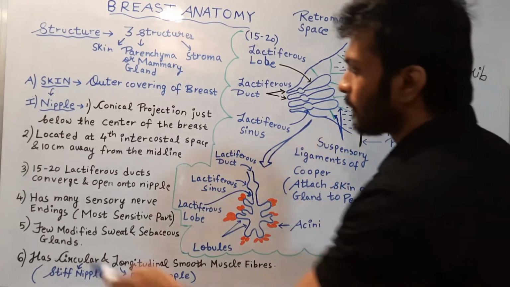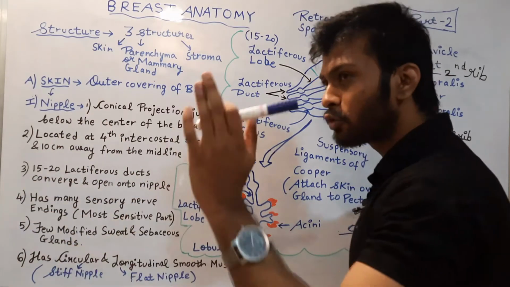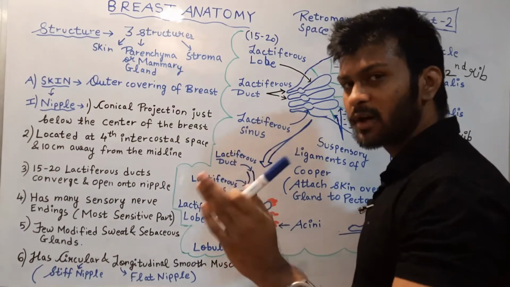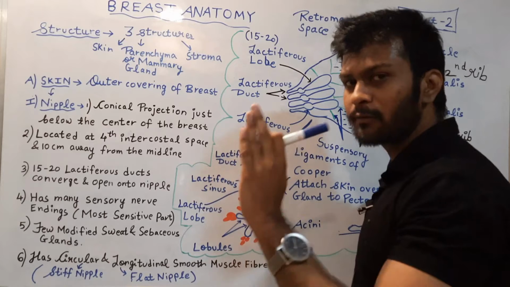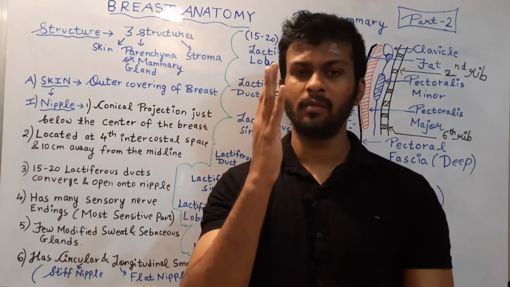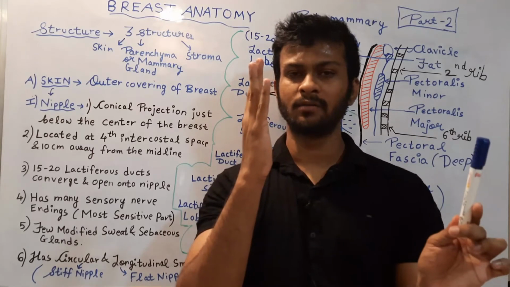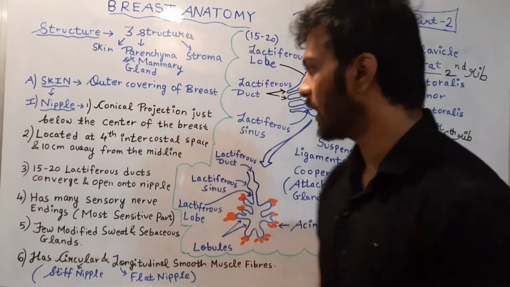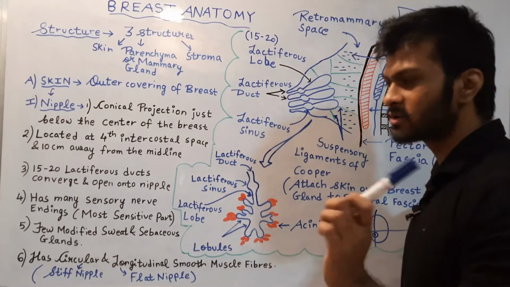breast. Okay, the nipple is located at the fourth intercostal space and 10 centimeter away from the midline. So if this is the sternum, the nipple will be present 10 centimeter away from the sternum or midline and located at fourth intercostal space.